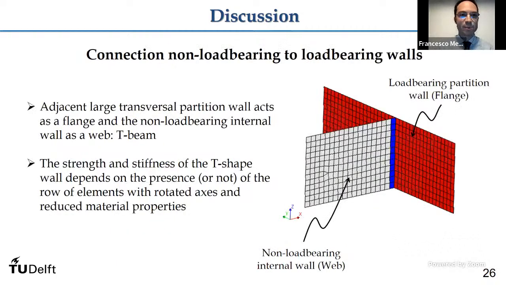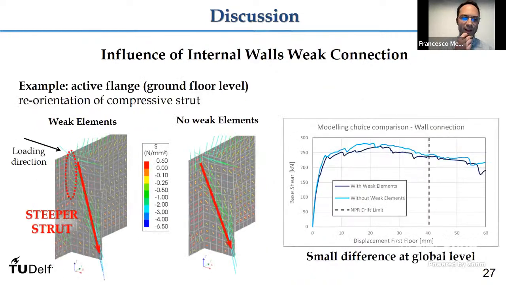Another point that I've discussed before is the connection between the non-load bearing and the load bearing walls, with the introduction of the row of weak elements. And what we have found is that at the local level, this has an influence on the results, because with the presence of this weak row of elements, the diagonal strut which localizes in the inner partition walls changes direction and becomes steeper. Whereas without modeling this disconnection, the strut follows a flatter line and provides larger capacity of the elements. But if we have these differences at the local level, we do not have them at the global level.